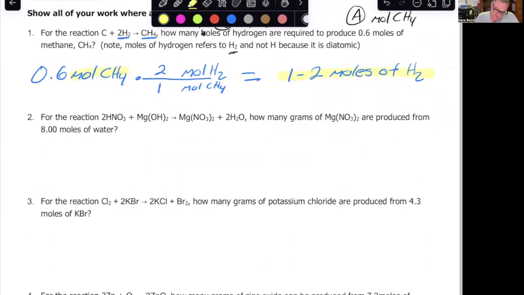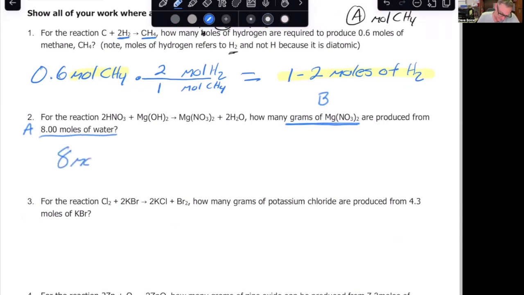Okay, next, I want first to identify what do I want? What do I know? What do I want to know? So I want grams of magnesium nitrate. So this is my B. This is what I want. And this is my A because this is my given measured quantity. So I know I have 8 moles of water. So let's start with that.